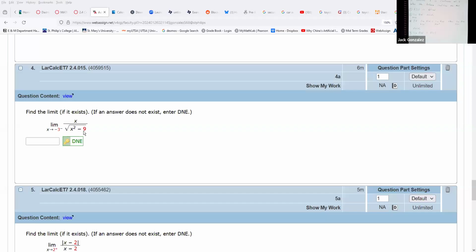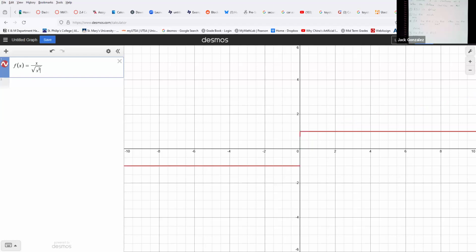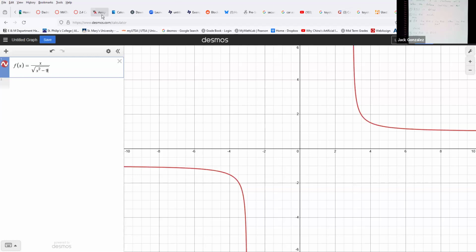All right, so we're gonna plug this into Desmos to see what it looks like. X over X squared. Is it minus 9? I don't remember. Yeah.